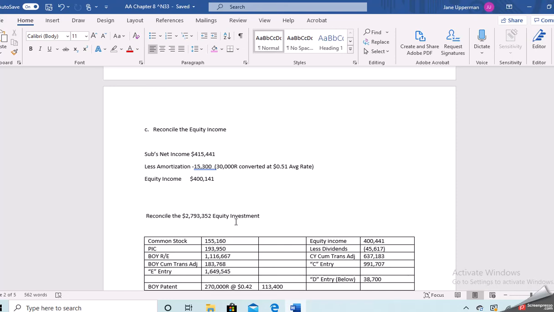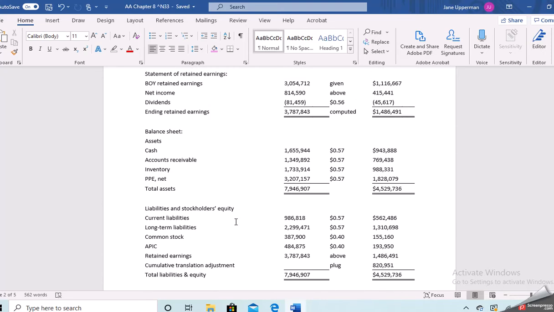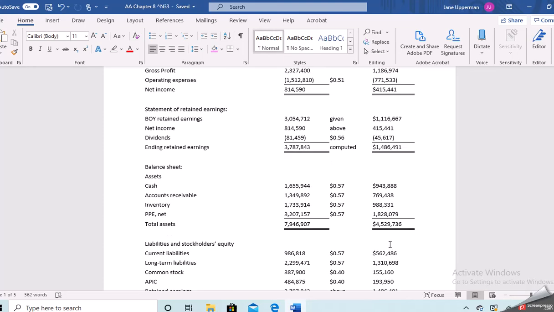And then now we want to reconcile that out. Okay. So then what we're going to do there is we're going to take our regular entries that we always do, and we're going to go through our accounts. But again, we have to go back up here, look at those translated numbers. So make sure you're going back to the translated numbers. But then here we're going to pick up our common stock, our paid-in capital, and then our beginning of the year retained earnings that was given to us.